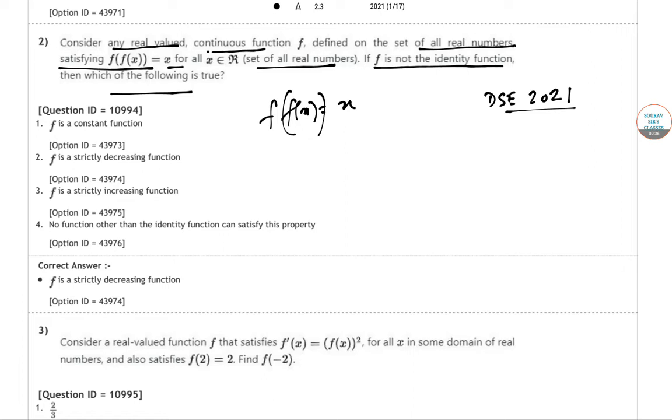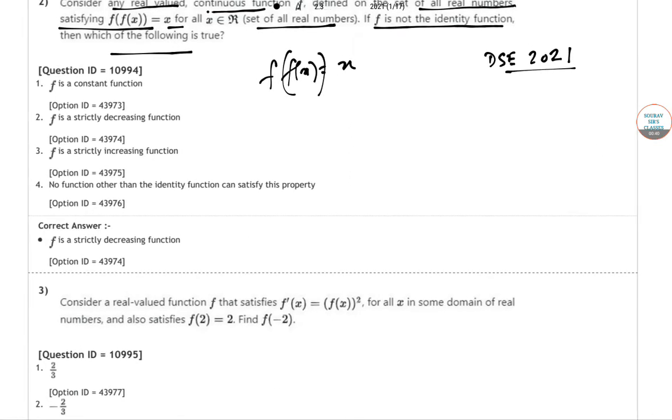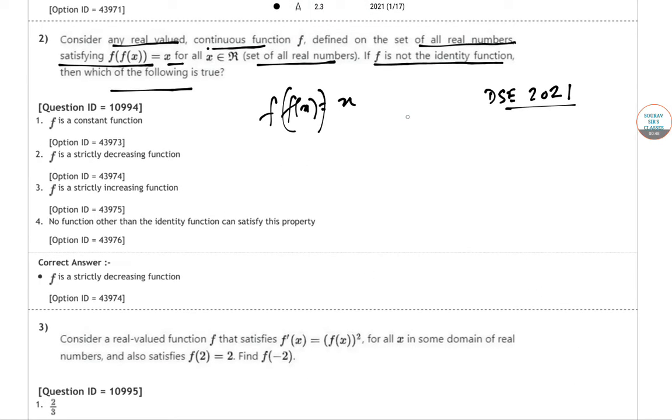Okay, that's the officially published answer key to this, but unfortunately they didn't publish the entire solution. So don't worry, I'll be working it out here. So here, if this is there, then f(x) is not equal to x. So either f(x) is greater than x or f(x) is less than x.